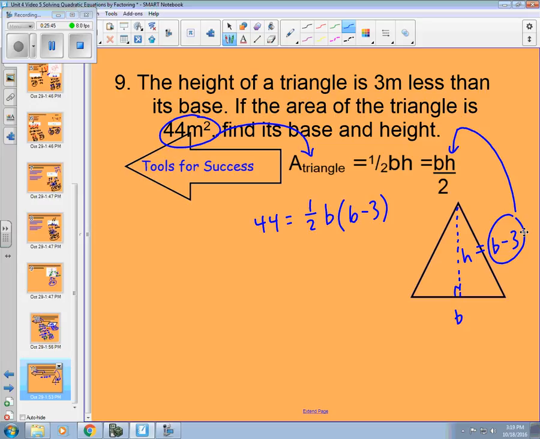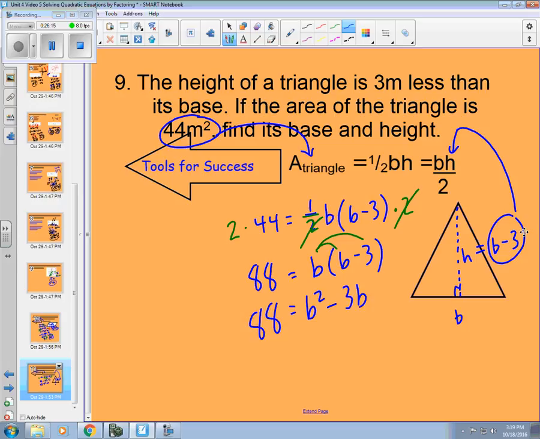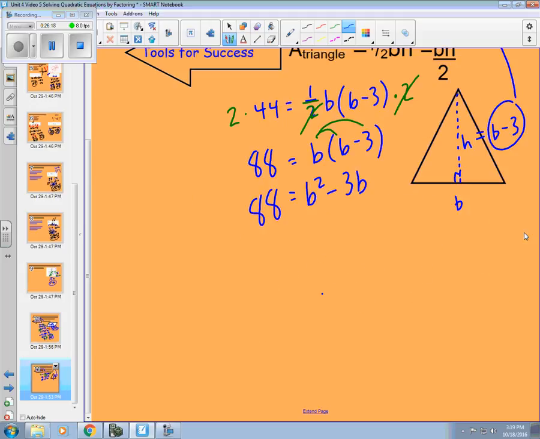Okay, now we want to solve that. One thing I see is that we have this divided by 2. Well, what's the opposite of dividing by 2? Multiplying by 2. Let's multiply both sides by 2 here. So then we don't have to deal with a fraction. Now we got 88 equals b times b minus 3. Okay, let's distribute. b squared minus 3b equals 88. We want to get this equal to 0. This is a quadratic. Since b squared is positive, let's minus the 88. Now we got it equal to 0 like we want.